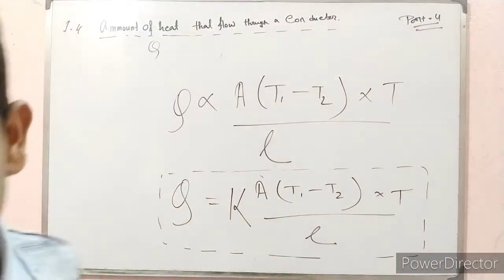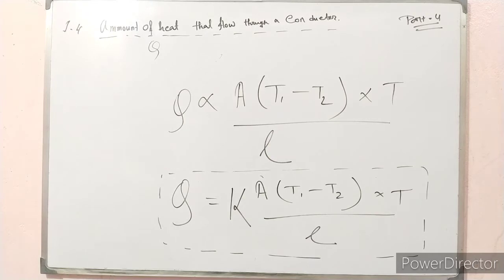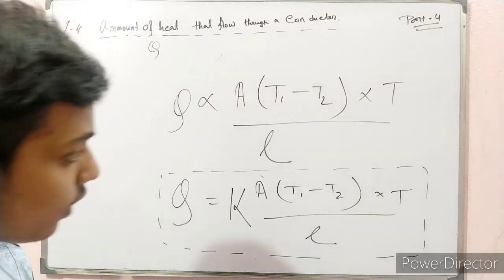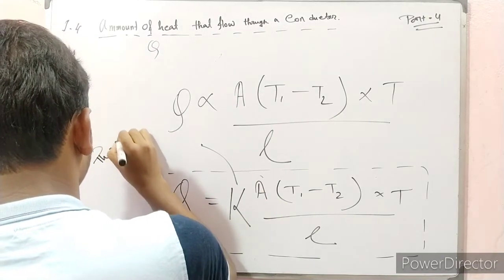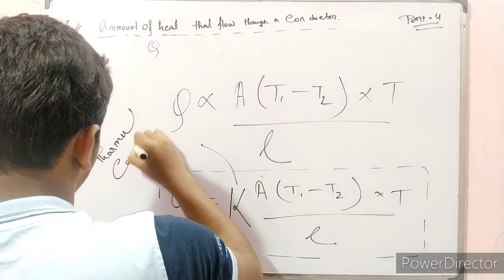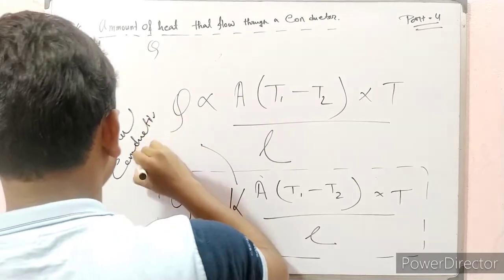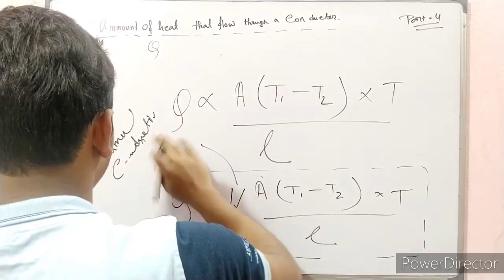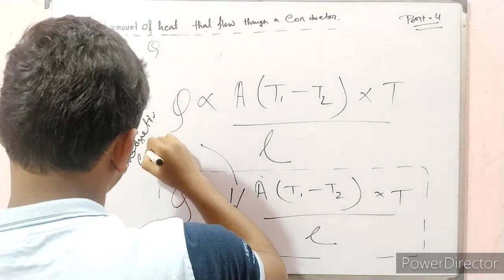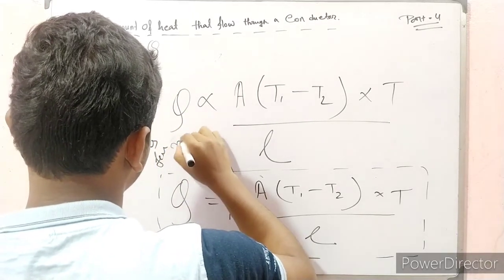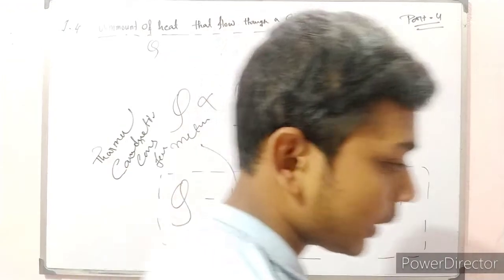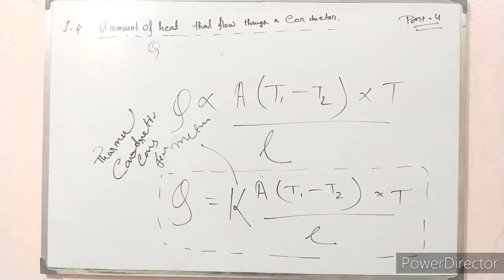Now K is the thermal conductivity constant for materials.